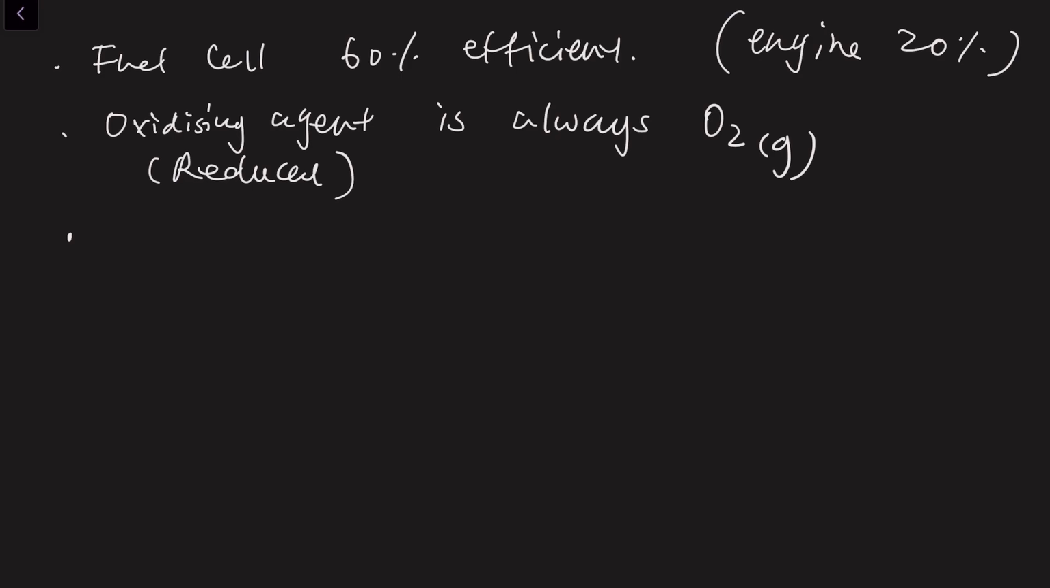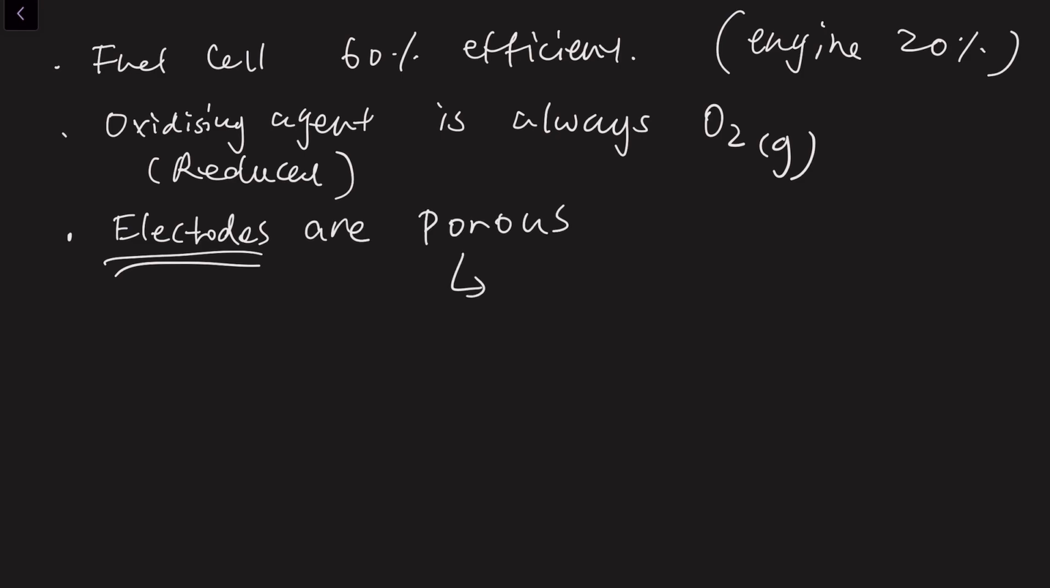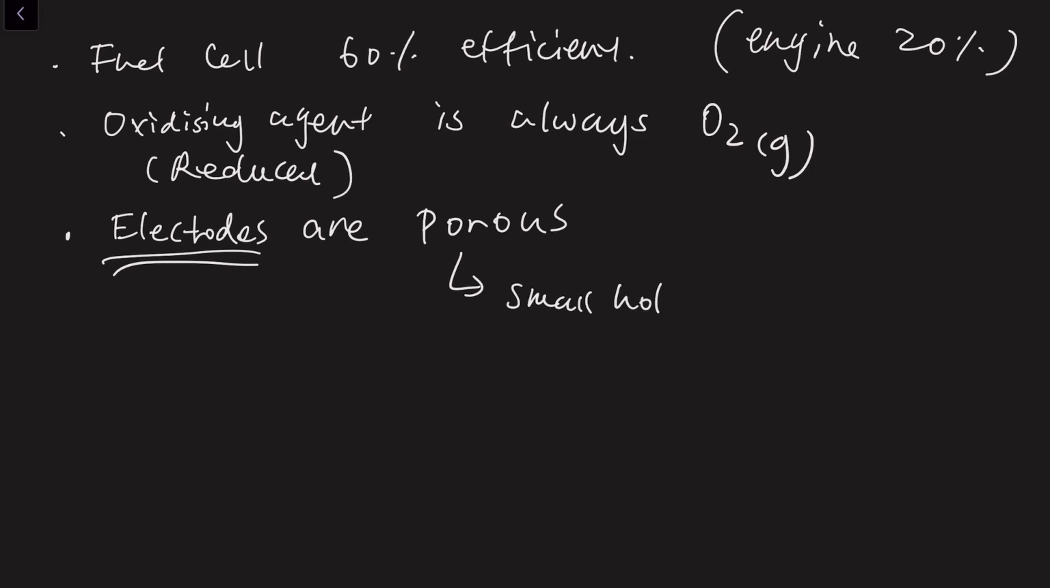And the next point is very important. The electrodes. And this is actually one of the study design dot point listed in the VCE Chemistry study design. So you need to know this very, very well. The electrodes are porous. So porous means it contains small holes. And the small holes means you have more surface area. More surface area means you have a higher rate of reaction.